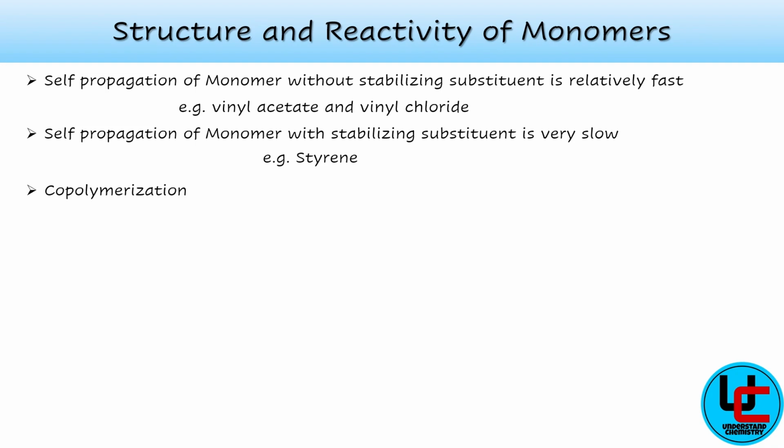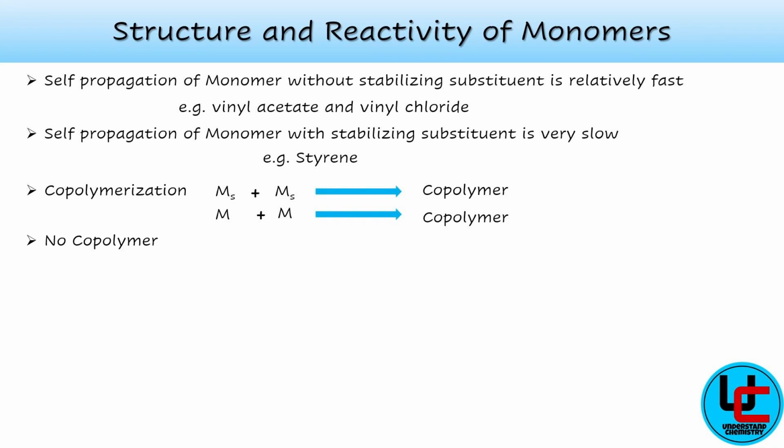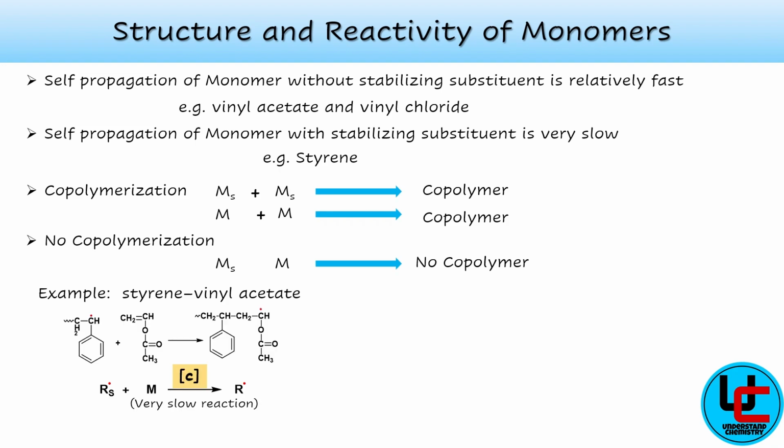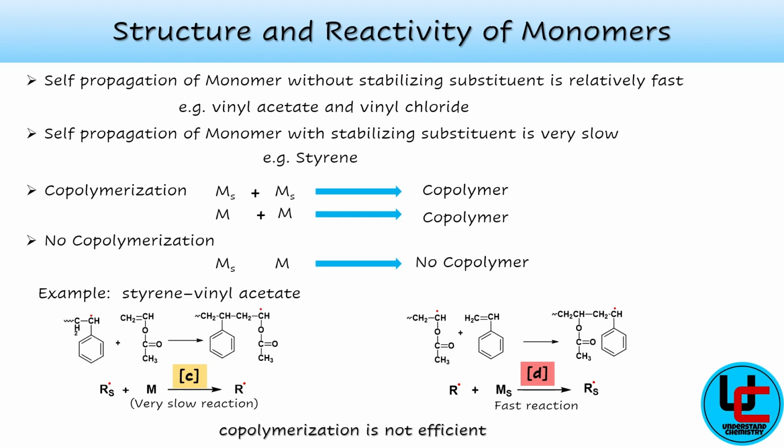Now, what happens in copolymerization? If both monomers are either stabilized or unstabilized, like styrene with acrylonitrile or vinyl acetate with vinyl chloride, copolymerization can proceed. But if one monomer is stabilized and the other is not, like styrene and vinyl acetate, the reaction becomes inefficient. Why? Because the styrene radical, being stabilized, reacts very slowly with vinyl acetate. This reaction is indicated by equation C in the last slide.